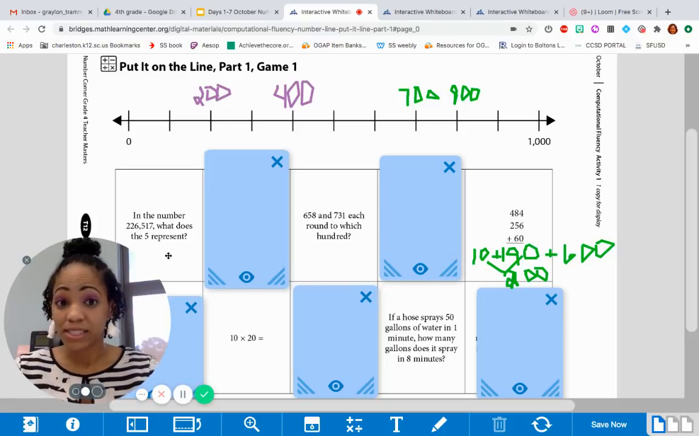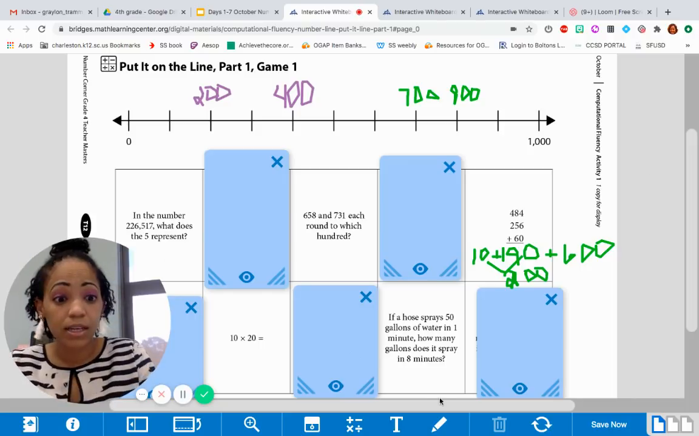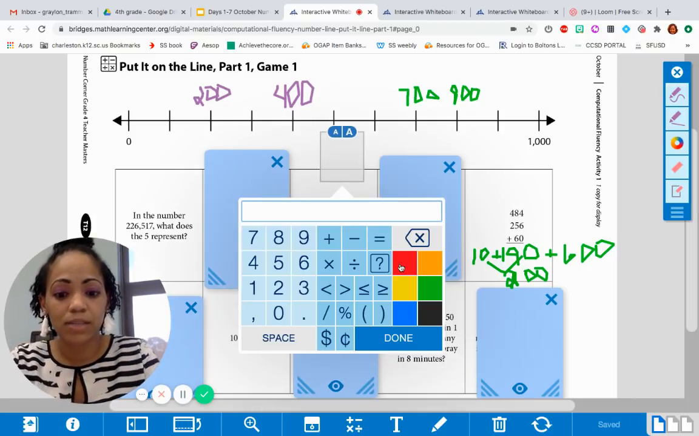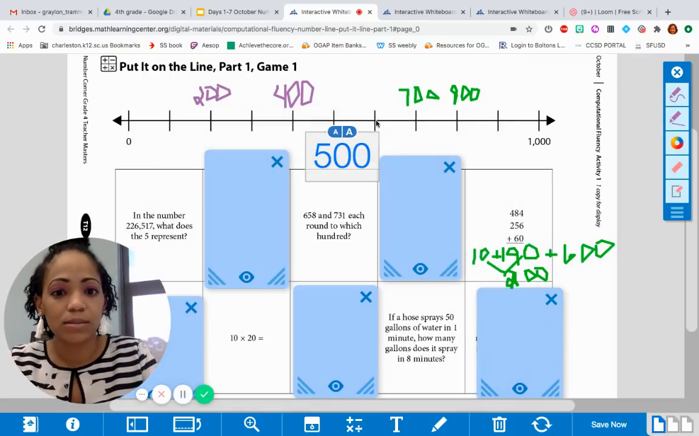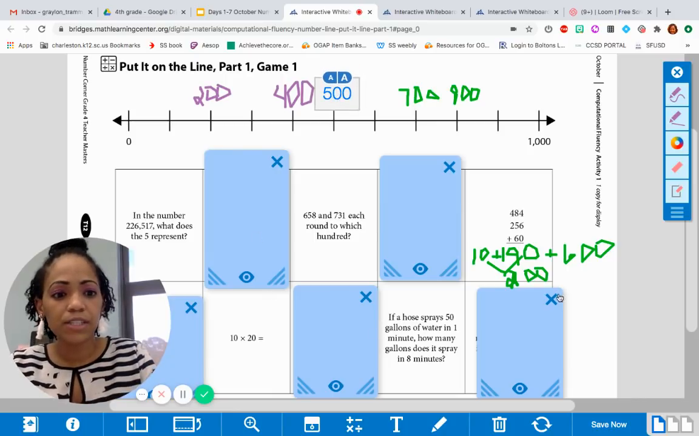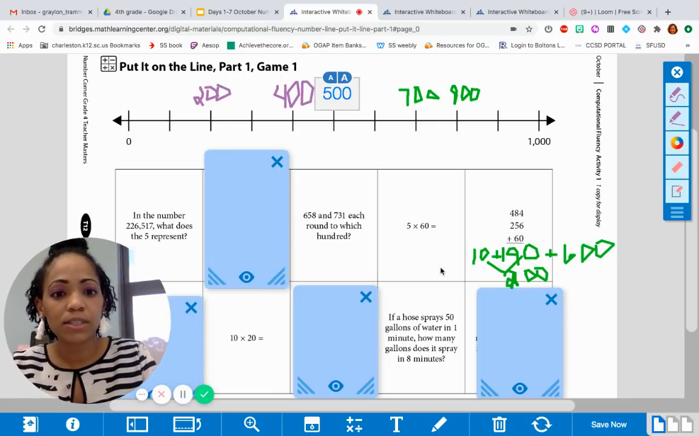That's the easy one. What place is it in? Yeah, it's in the hundreds place, so it's, you got it, 500, and this time, just to make it a little neater, I'm going to use this to put it on there. Shame on me for not doing that earlier. I'll fix it. And my turn, let's go with this one.